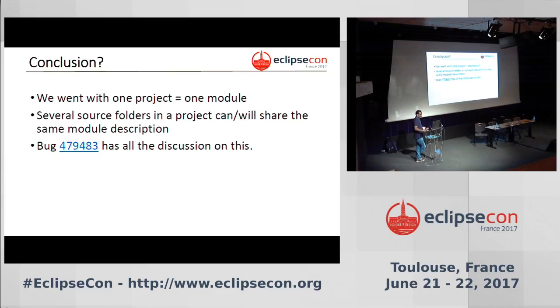Which means that even if you have multiple source folders in a module, only one of them can have a module description file. You get to decide which one that is, and even if you try to put multiple module descriptions, Eclipse is going to complain that you cannot have that. If you're interested in the details, you can just look at this bug for all the discussions we had on that.